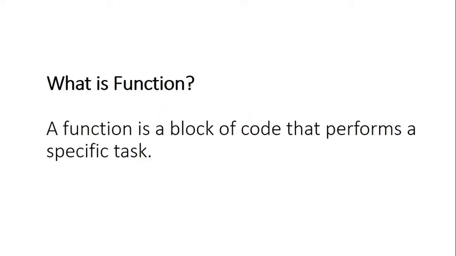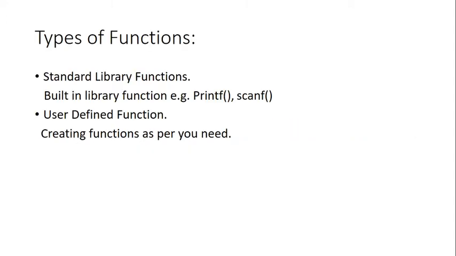In this video we will understand functions in C program. A function is a block of code that performs a specific task, or you can say it is a set of instructions as per our requirement. There are two types of function: one is standard library function and another is user defined function.